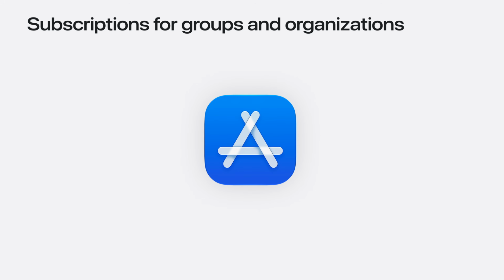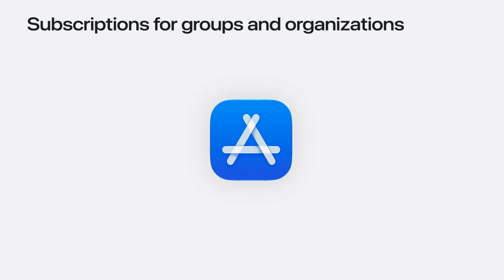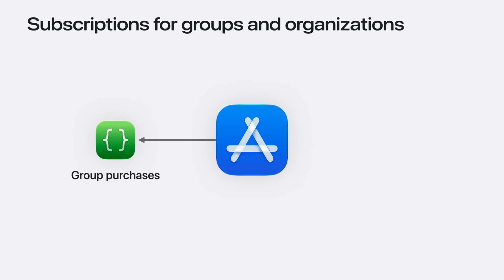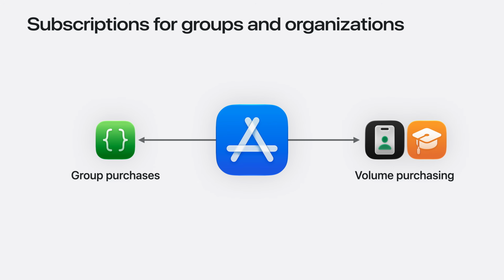To address those needs, you will be able to sell subscriptions to groups and organizations, with two ways for your customers to purchase and manage them. When you list your subscription on the App Store, you can now offer them to groups and organizations through two new paths. Customers can make group purchases through your app, just like they make in-app purchases today. And through a brand new channel for subscriptions, through volume purchasing in Apple Business and Apple School Manager.